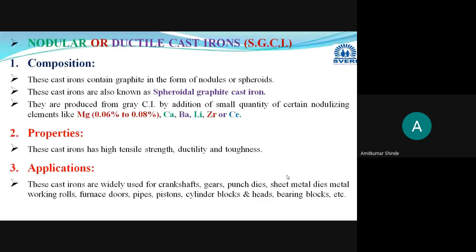Then what changes will occur related to their properties? Now here, the gray cast iron will get improved ductility, toughness, and improved tensile strength due to the addition of these nodulizing elements.